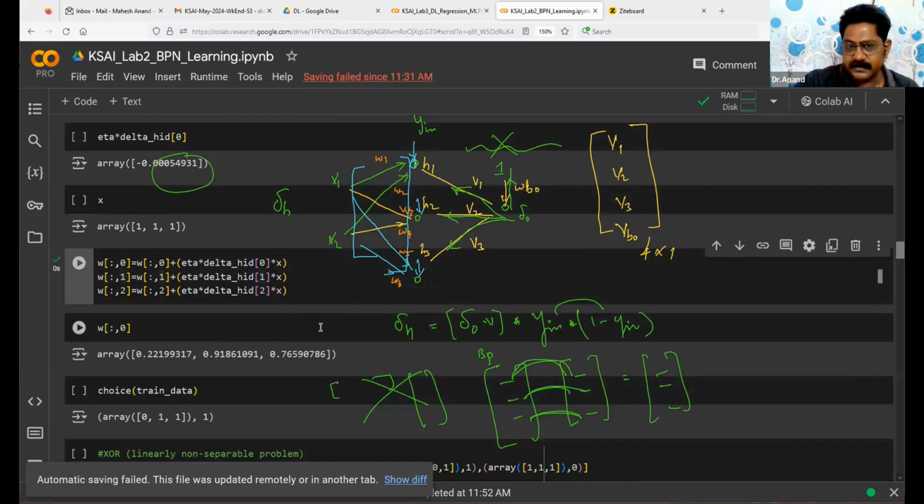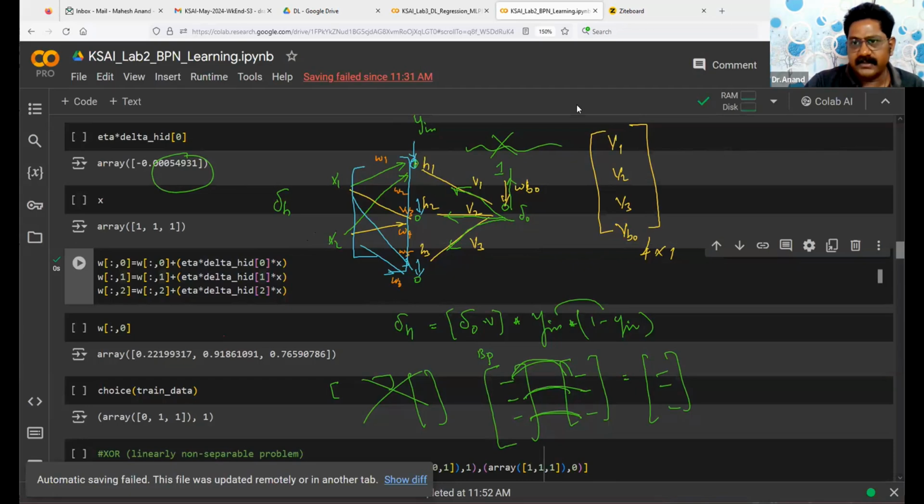Now you proceed the same step. Again, present another record, feed forward flow, get delta O, delta hidden, adjust the weights till the time you reduce the overall training error, till the time your data is successfully classified. You should do this process. Okay. So I just randomly took one record, and I have navigated what is the feed forward flow and what is the back propagation flow to understand the concept.